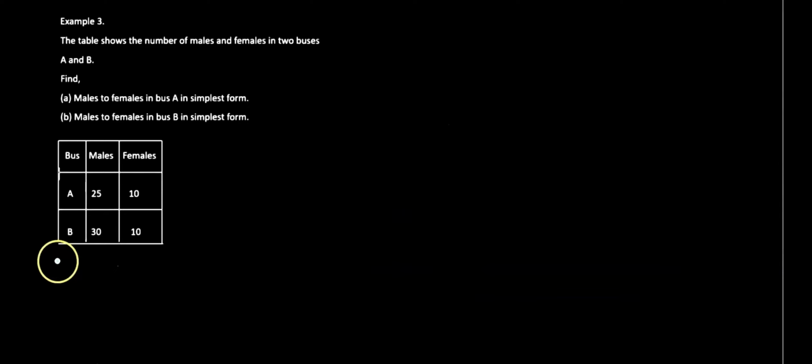In this, the table shows the number of males and females in buses A and B. In part A, we are asked to find the ratio of males to females in bus A in simplest form. In part B, we have to find out the ratio of males to females in bus B in simplest form.